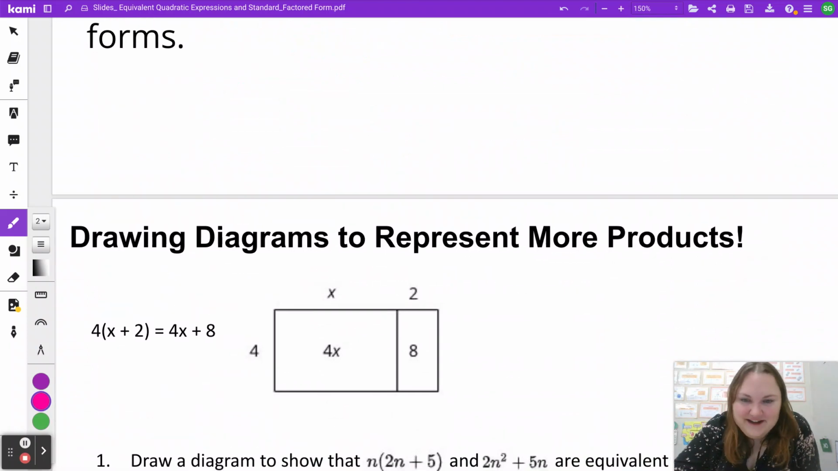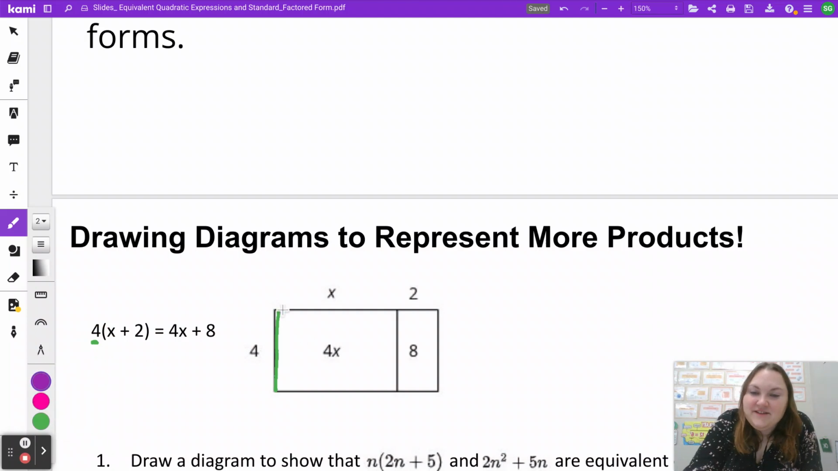So I'm going to, for right now, just put this first part on. This diagram here is how I would represent 4 times x plus 2. Notice when we set up the diagram, one side is 4, because one of the things I'm multiplying by is 4. And then our other side is broken into 2 parts. One part is x, and one part is 2. That x plus 2 is what we use to represent this length here of the rectangle.